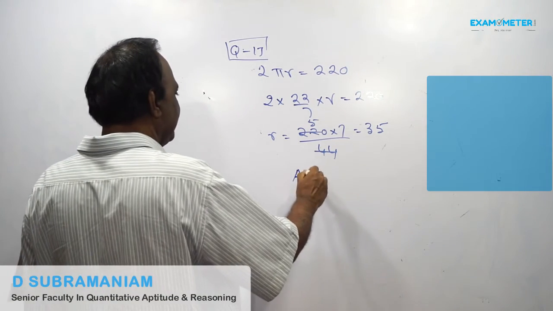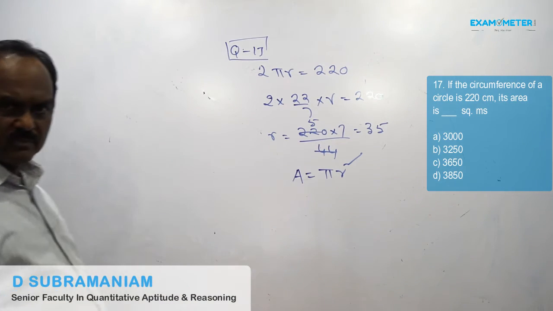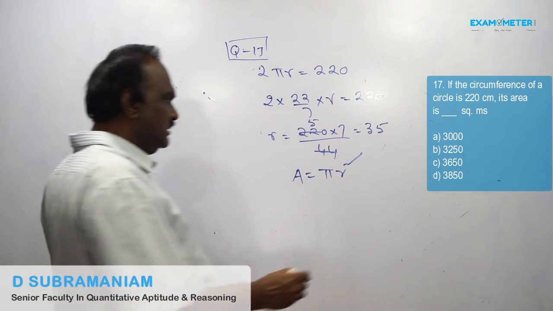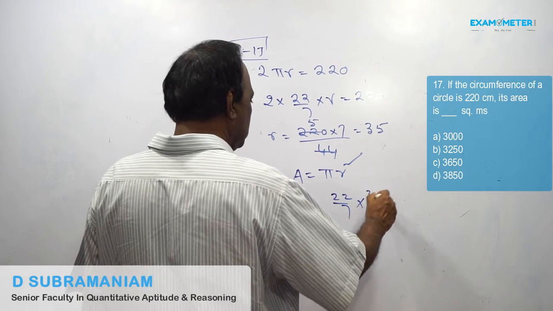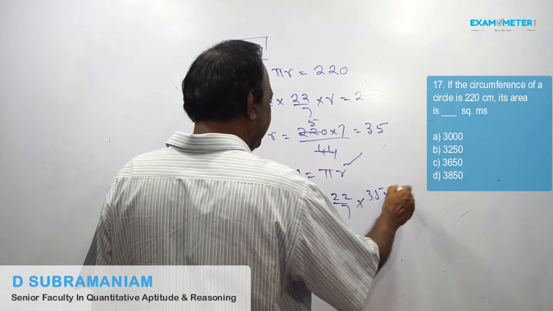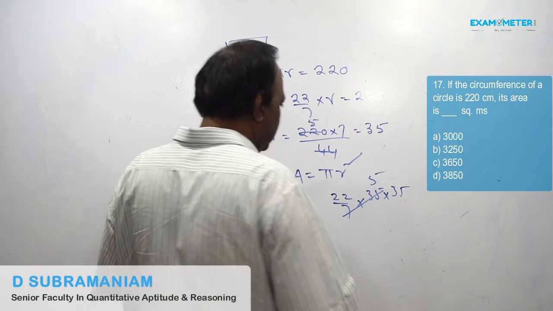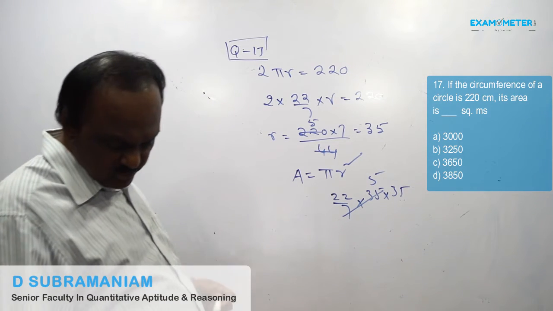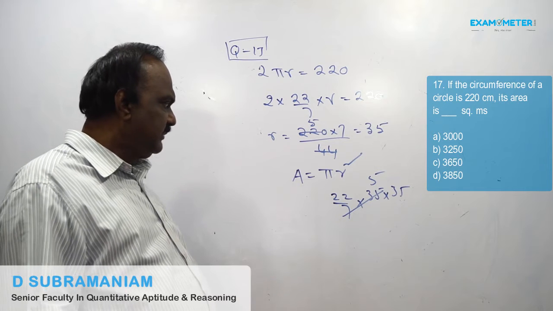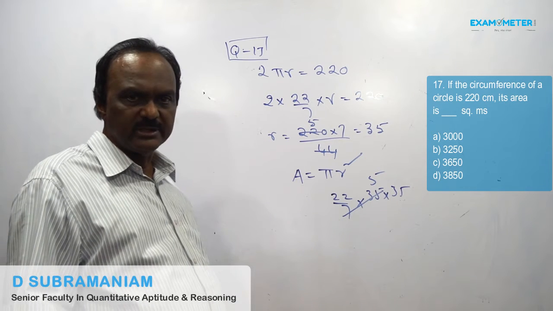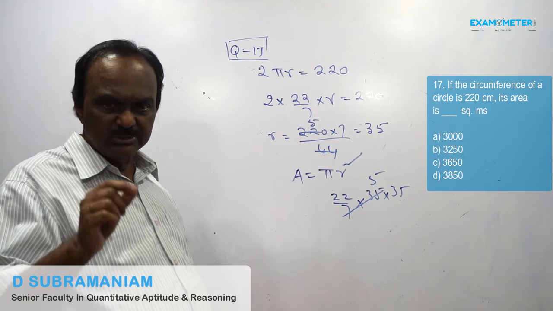Therefore, area of a circle is pi r square, pi value into 35 into 35. If you multiply these, you will get 3850. So answer is 3850. That is multiple choice D.